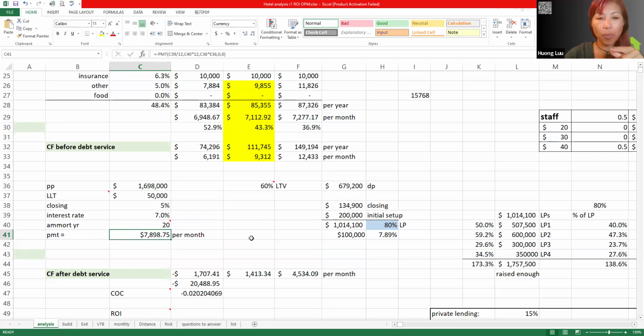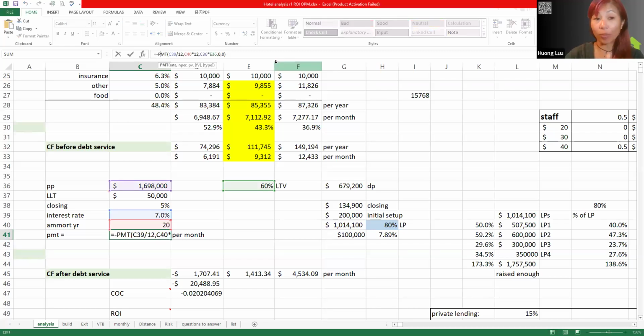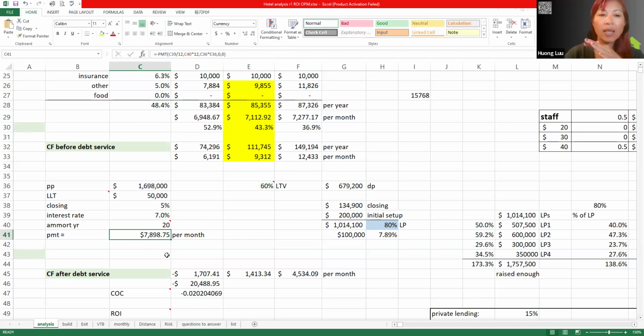So at this point, with the monthly payment on the mortgage, I'd be looking at just under $8,000. This is just a formula, the PMT formula in Excel. I just use that formula, and it calculates my monthly mortgage payments. If I wanted to calculate the principal pay down on the mortgage, there's another formula for that.